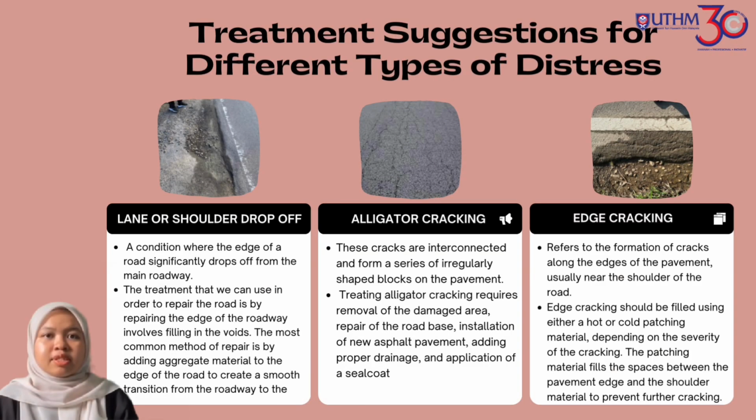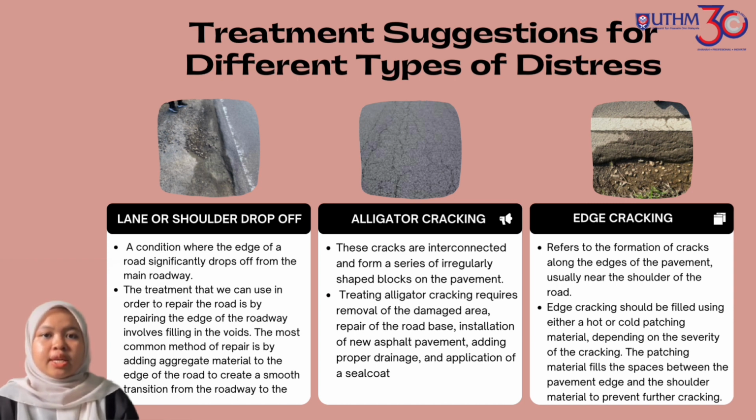There are some treatment suggestions for different types of distress. For lane or shoulder drop-off, it is a condition where the edge of a road significantly drops off from the main roadway. The treatment that we can use in order to repair the road is by repairing the edge of the roadway, which involves filling in the voids. The most common method of repair is by adding aggregate material to the edge of the road to create a smooth transition from the roadway to the shoulder.